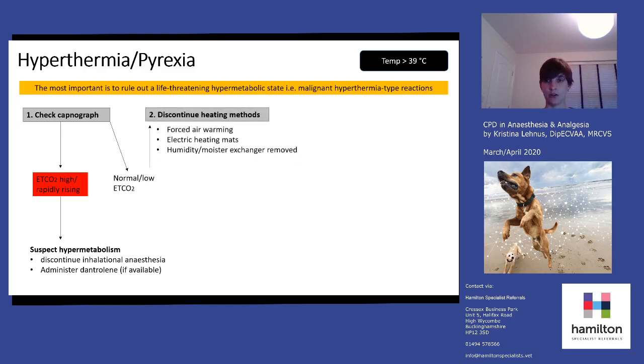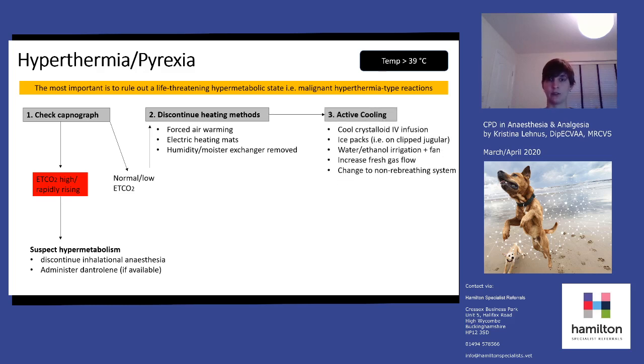And that's also what you're going to do even if the animal doesn't have malignant hyperthermia. So you're going to turn off your Bair Hugger, you're going to disconnect your electric heating mats and take off the heat and moisture exchanger. And then you're going to start some active cooling with cool crystalloids going IV, ice packs on the jugular which are clipped for better contact. Water or ethanol irrigation will work, or spraying on the pads.